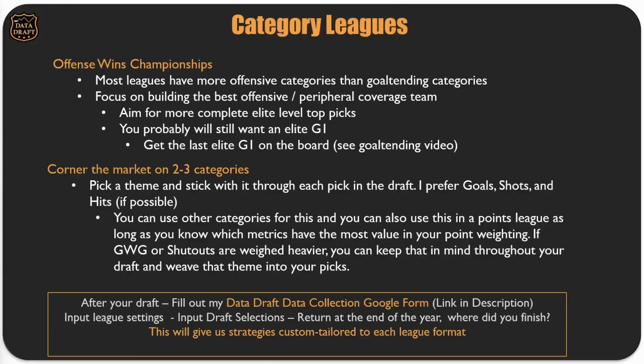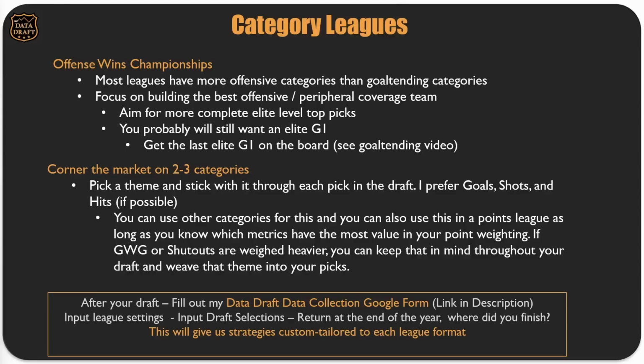You're also going to want to corner the market on 2 or 3 different categories. So what I like to do is pick a theme and stick with it through each pick in the draft. I prefer goals, shots, and hits because a lot of those are scarce in terms of players that you can find on the waiver wire or players that you can find elite level players. It's very easy to find assist heavy power play merchants.